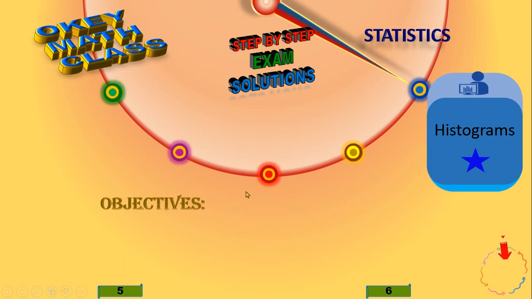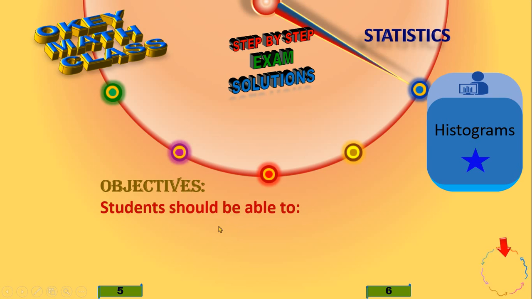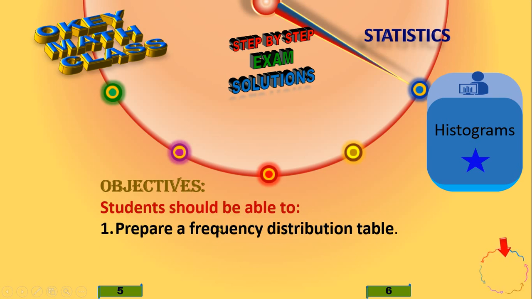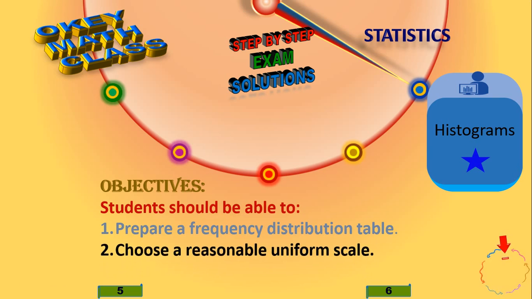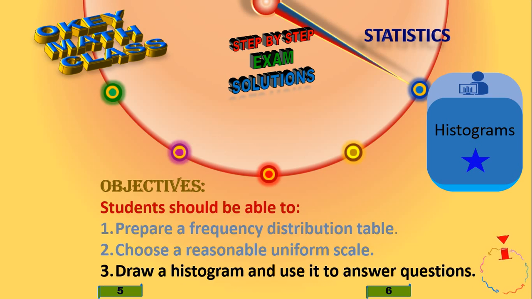And our objectives are: number 1, prepare a frequency distribution table. Number 2, choose a reasonable uniform scale. Number 3, draw a histogram and use the histogram to answer questions based on the histogram.